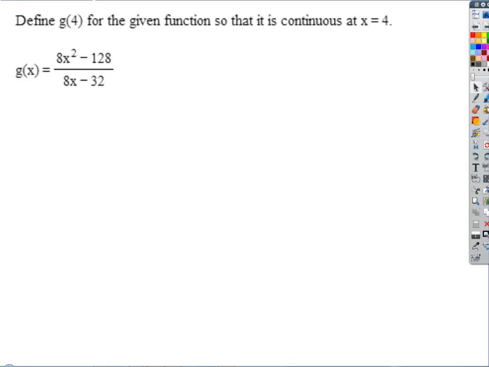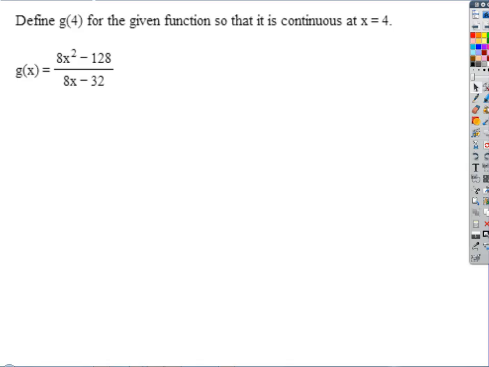There were some questions. I pulled up some questions for it. It'll be number 4 on the test that caused some problems. Define g of 4 for the given function so that it is continuous at x equals 4. And we'll take a look at a couple other versions of this. We won't necessarily do them all, but just talk about how they all mean the same thing.